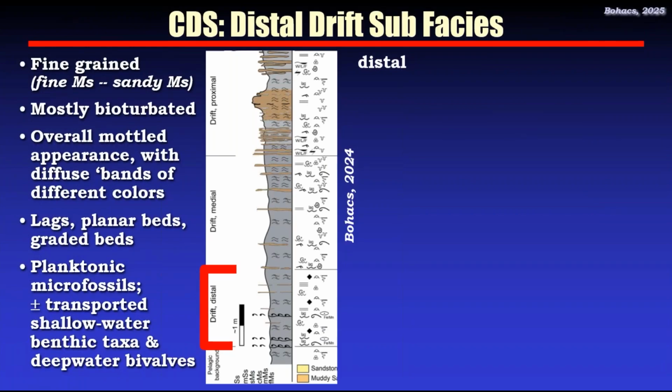Preserved sedimentary structures include sharp-based fossil lags, as well as the very sparse millimeter scale planar and graded beds. Biogenic content is mostly planktonic microfossils, along with some transported fragments of shallow water forms and fragments of deep water thin-walled bivalves.